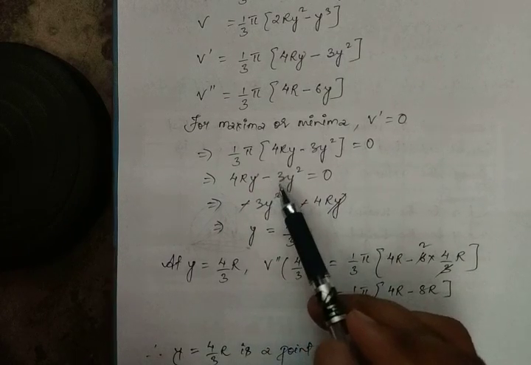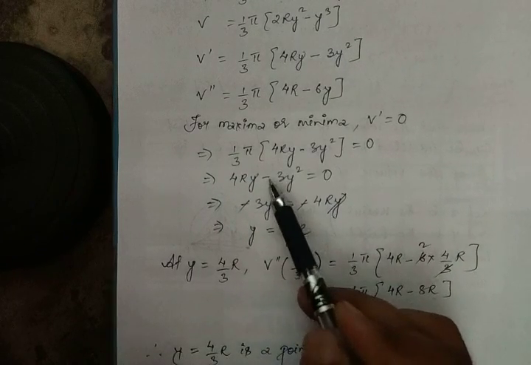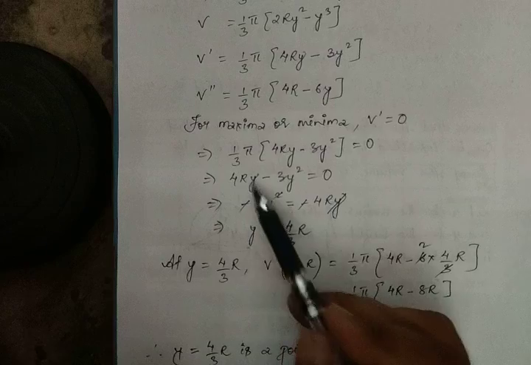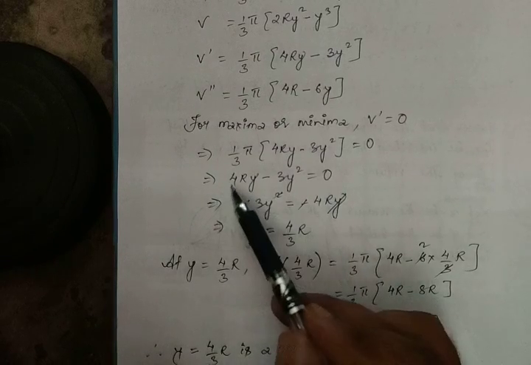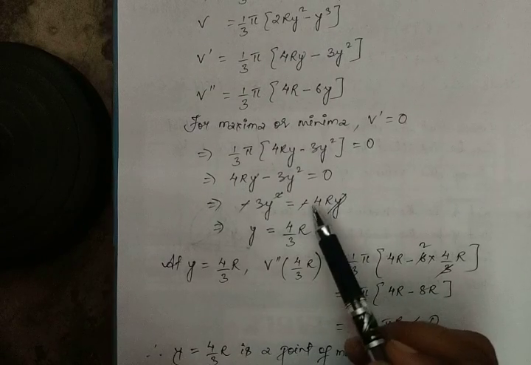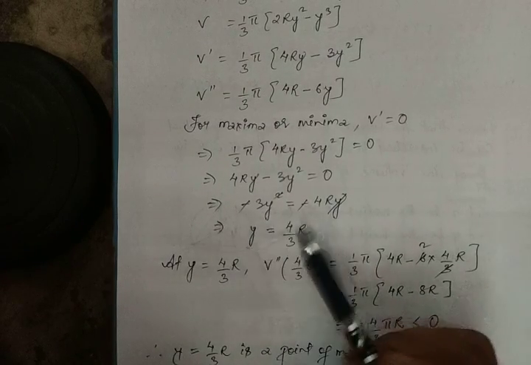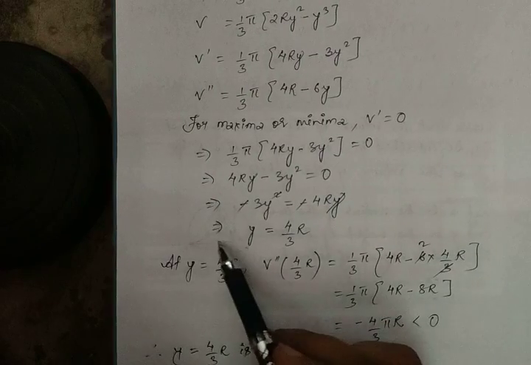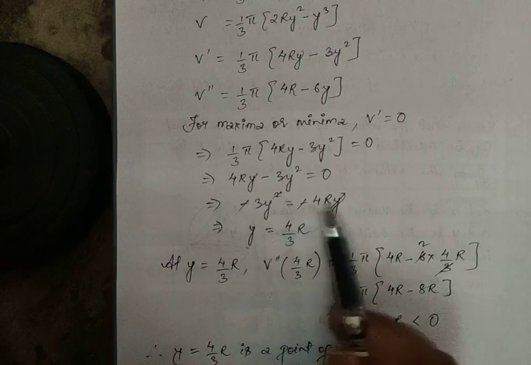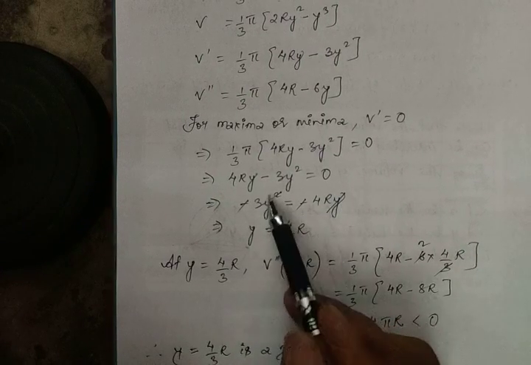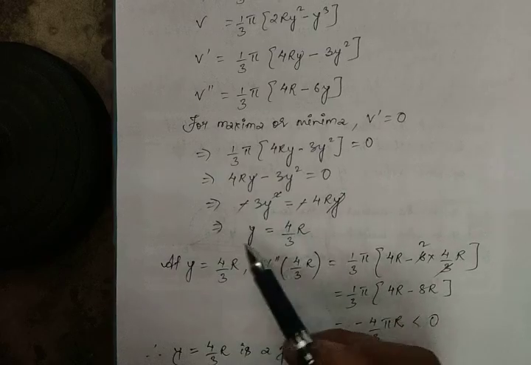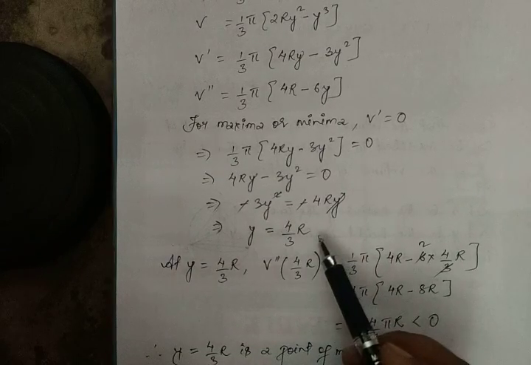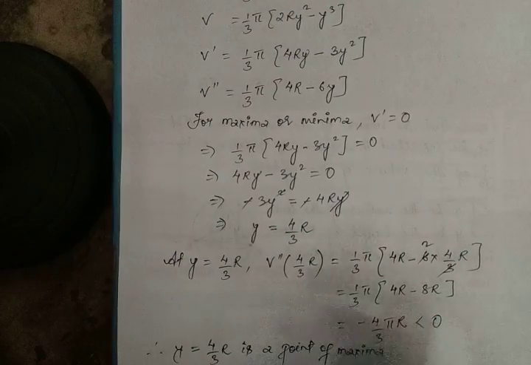Then we have to find the value of y. So minus 3y square equal to minus 4ry, taking the 4ry to the right hand side, it will be minus. And minus we can cancel. Then here you have y square and here you have 1y, right? So 1y can be cancelled. So y equal to 4 by 3r. So we got the point, right?